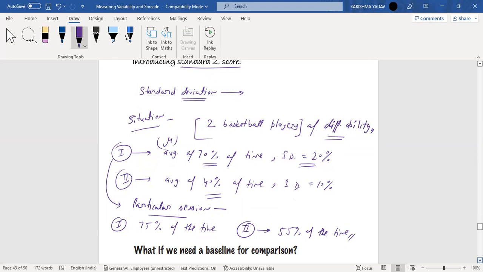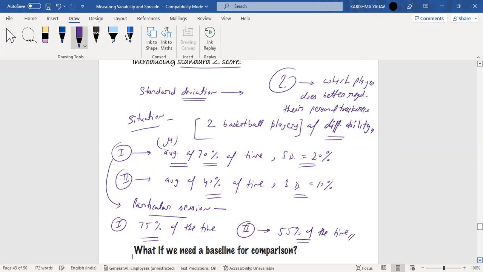Now the question arises: which player does best against their personal track record? These are their personal track records, that is the mean and standard deviation, and in a particular session they scored 75% and 55% of the time. So the question is, which player does better regarding their personal track record? We will use this information to compare the two players.